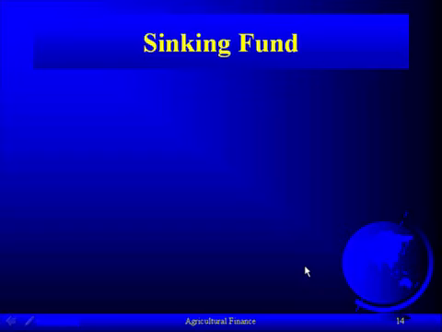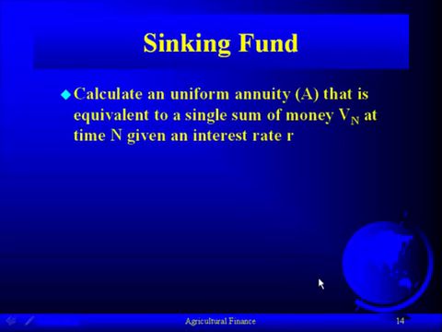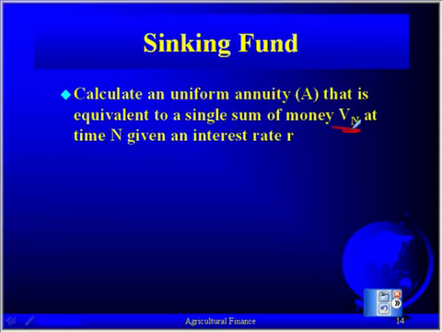Now that we have this formula, we can use it in what's called a sinking fund, meaning where we are setting aside sums of money over a period of time to obtain or achieve some level of money. So to calculate this sinking fund, we're going to calculate this uniform annuity, this A, which we defined in the previous examples, that is equivalent to a single sum of money in the future, this VN, at time N given an interest rate. So if we know the future value of money that we want, we know the number of periods by which we have that sum of money, we know the interest rate, we want to know how much money then do we have to set aside.